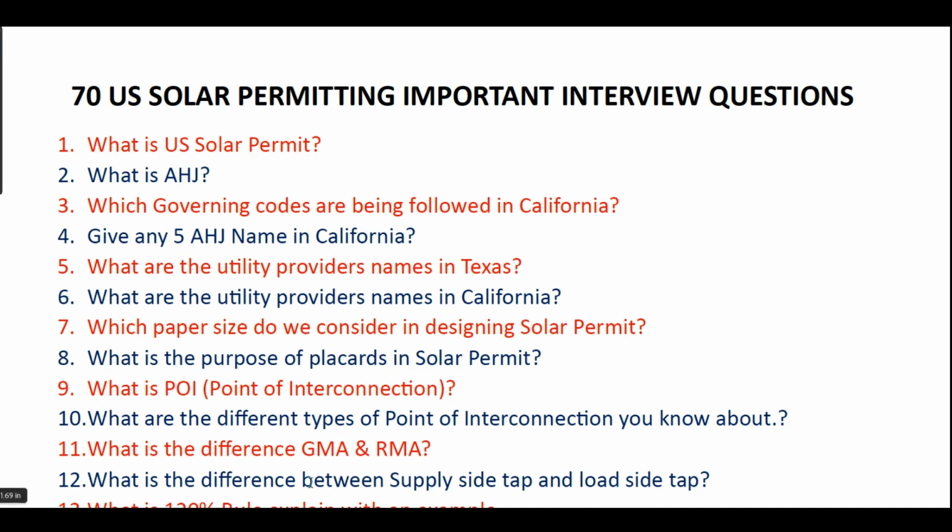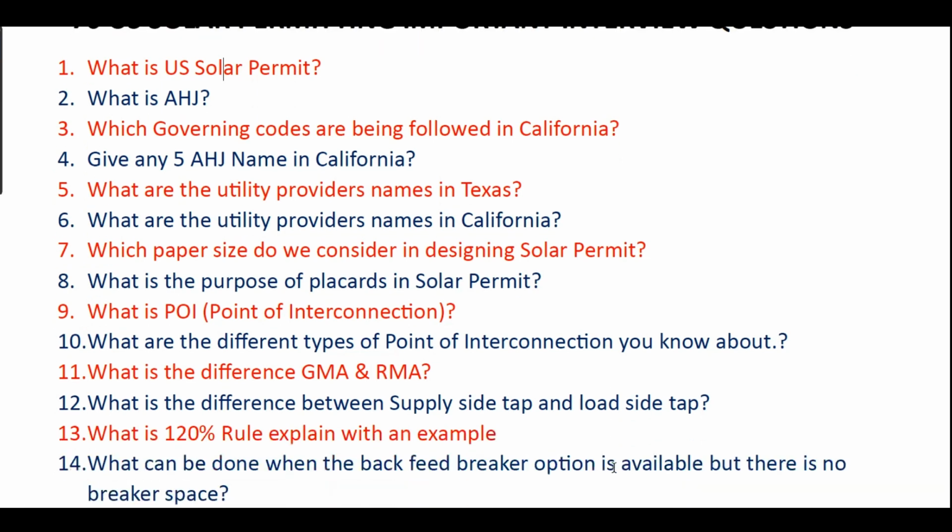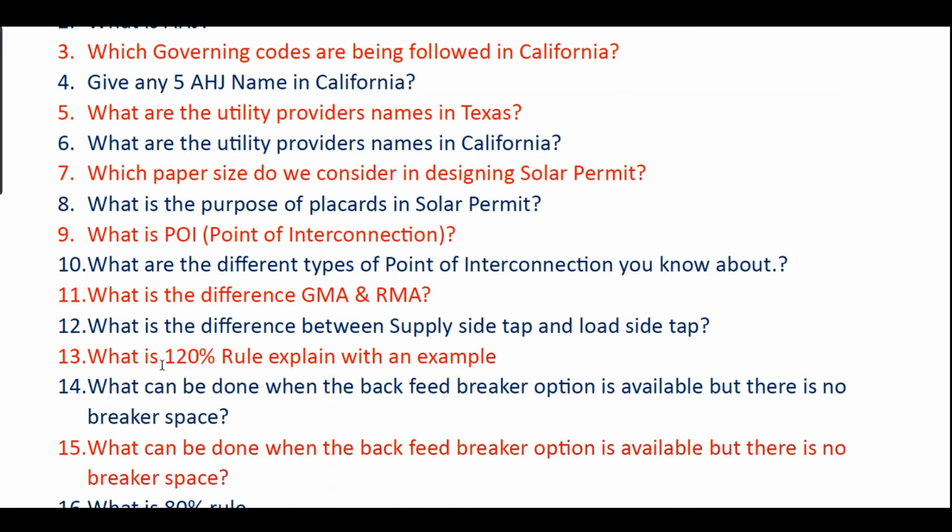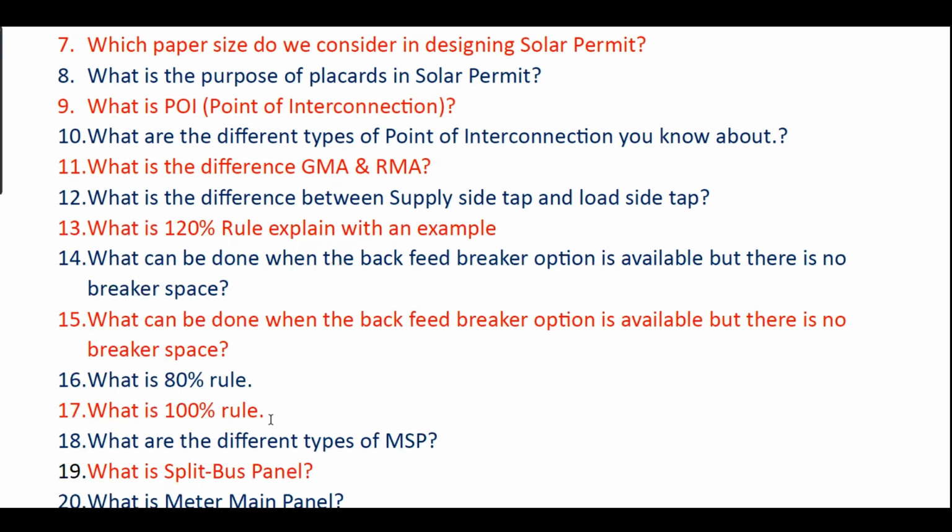What is the difference between supply side tap and load side tap? What is the 120% rule? Explain with an example. What can be done when the backfeed breaker option is available, but there is no breaker space? And what is the 80% rule?